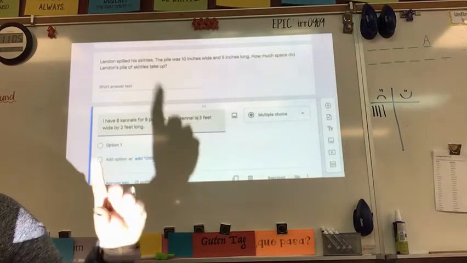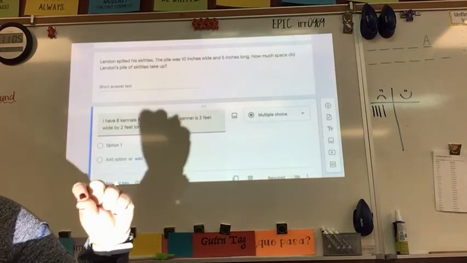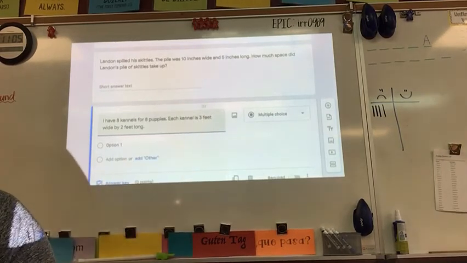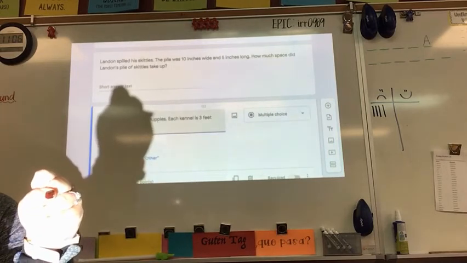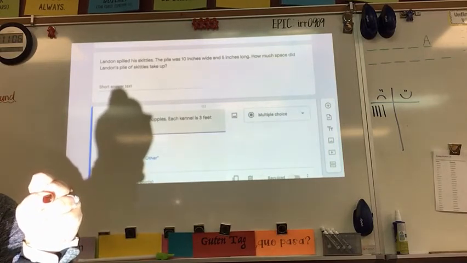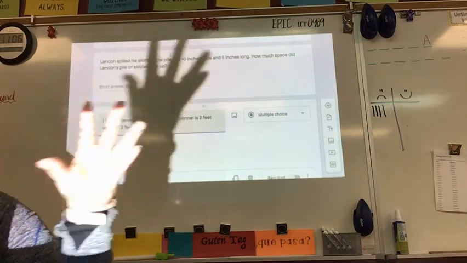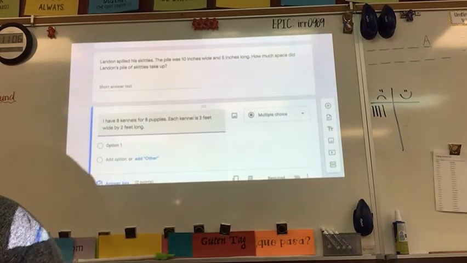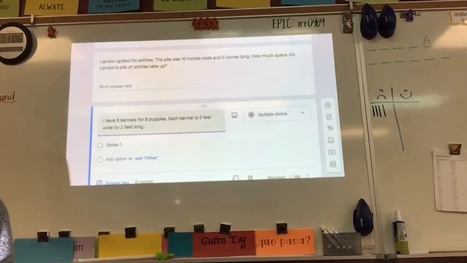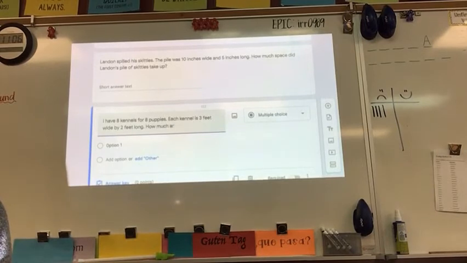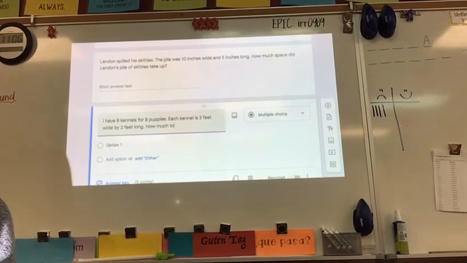Oh yeah. If each one's a 3 by 2, and she's got 8 of them, after you find the space of 1, what do you have to do? You have to add it up. Oh my goodness, this is a 2-step one, Hadley. So each kennel is 3 feet wide by 2 feet long. What is the total area of all of the kennels?